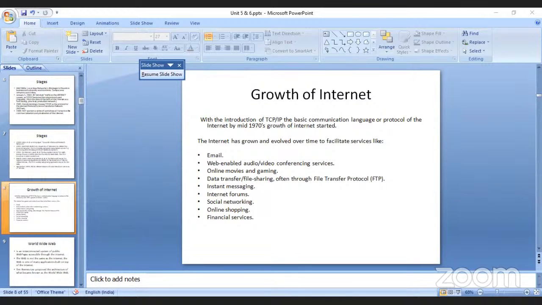Search engines. What are search engines? Search engine is a service that allows the internet users to search the content via World Wide Web. World Wide Web, www, is not a search engine. Please remember this. This is not a search engine. The search engine is a service that allows internet users to search content via the World Wide Web.